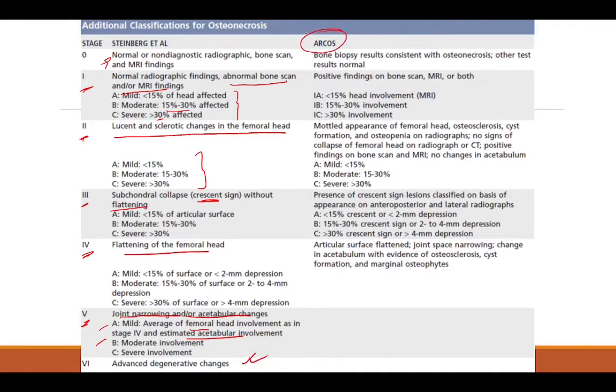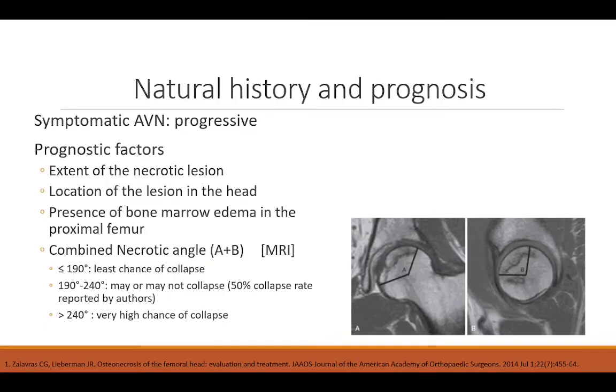Arco's classification for osteonecrosis is also used. Regarding the natural history and prognosis, symptomatic AVN is always progressive. Prognostic factors include the extent of the necrotic lesion, the location of the lesion in the head, the presence of bone marrow edema in the proximal femur, and a combined necrotic angle, which can be calculated on MRI, which you can see here. If the combined necrotic angle is less than 190 degrees, there is less chance of collapse.